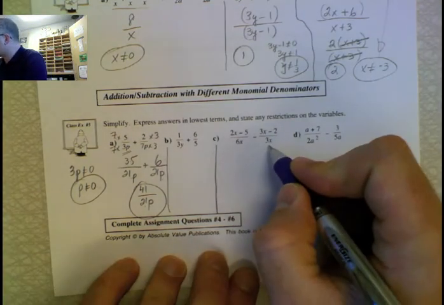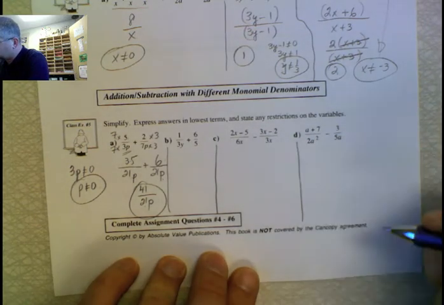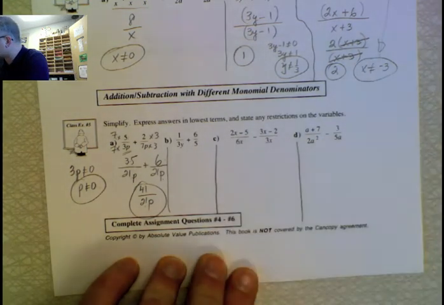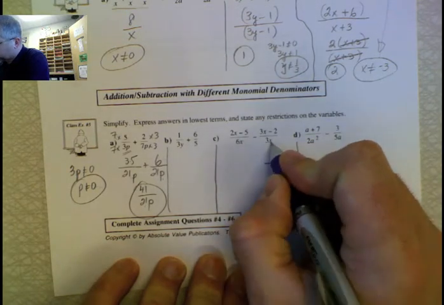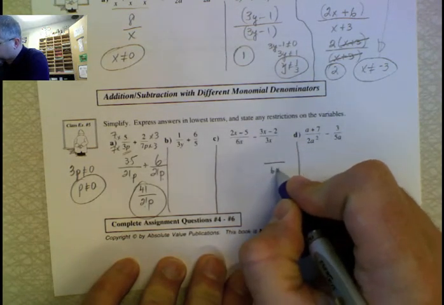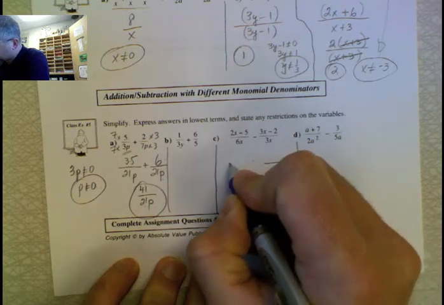Okay, let's look at this third example. In this third example, you're going to see 6x and 3x as our denominators. Well, if I just multiply 3x by 2, it gives me 6x.